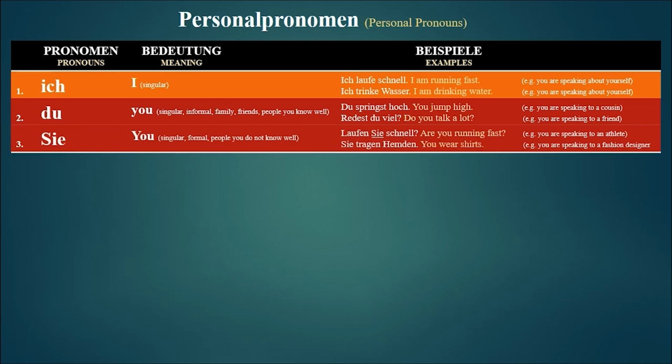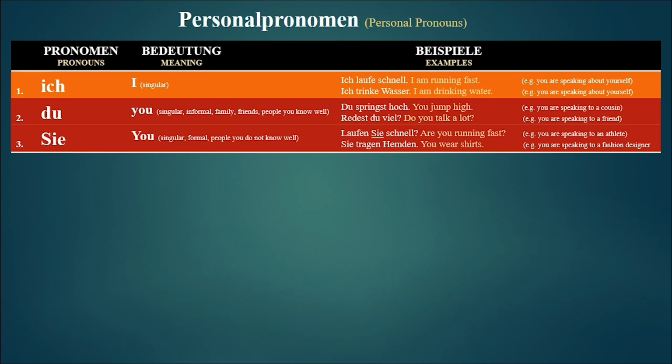A formal way of using you is what we have here at number 3, which is Sie. And remember, this is towards people you are not familiar with, and you are referring to just one person. So formally, when you are addressing someone you do not know well, you use Sie. For example, you want to ask a question: are you running fast? You say: laufen Sie schnell. You do not say du. You do not use du for someone you do not know very well. You address people you do not know formally with Sie.